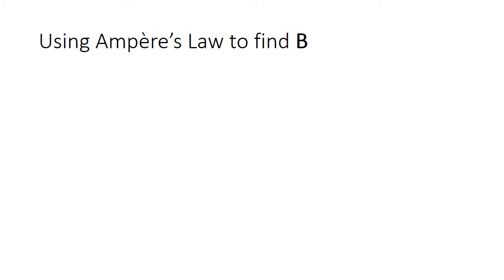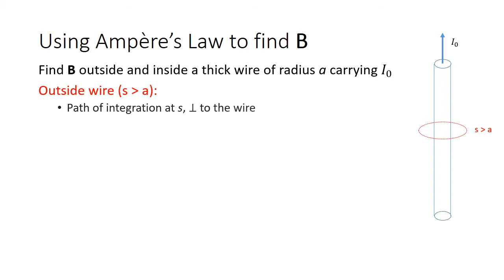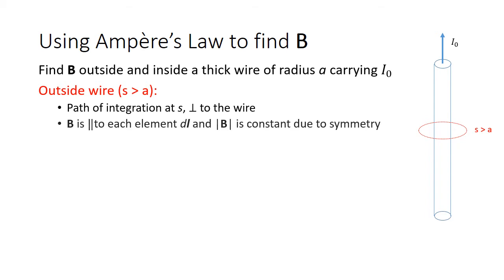Let's use Ampere's law to find the magnetic field for a particular situation. Here we'd like to find it for a thick wire of radius A. This wire is carrying a current of I0 flowing upward. We want to find the magnetic field both inside and outside the wire. We'll begin by finding the magnetic field outside the wire. We'll choose a circular path of integration centered around the wire with a radius greater than that of the wire. This path of integration is also perpendicular to the wire.